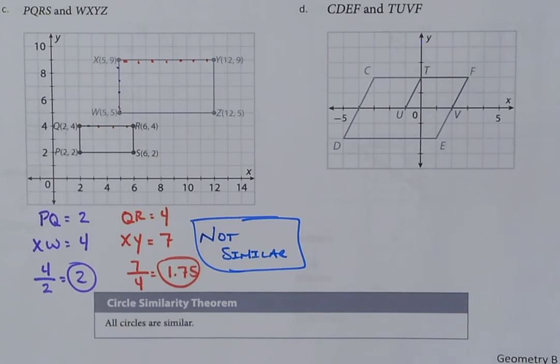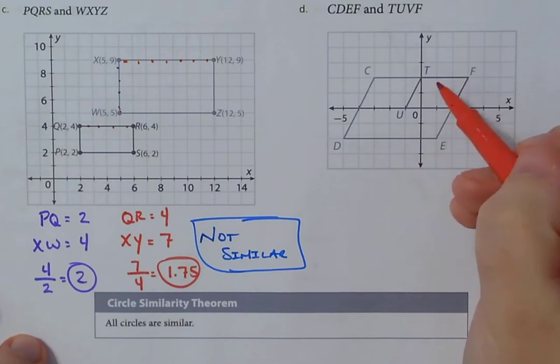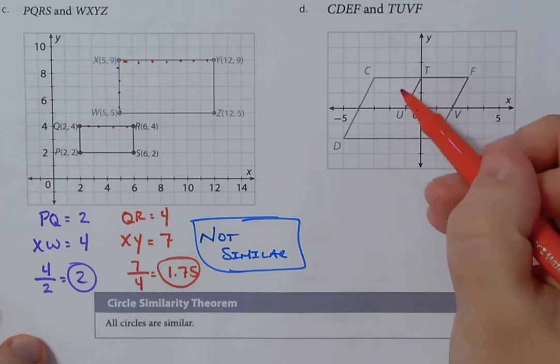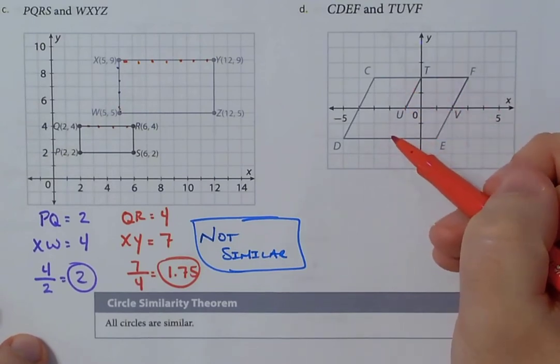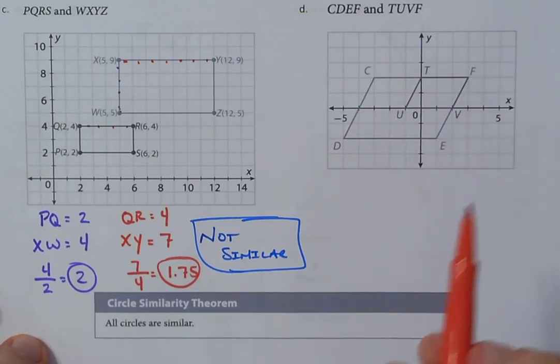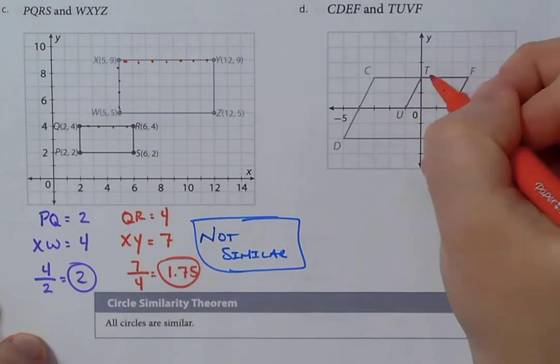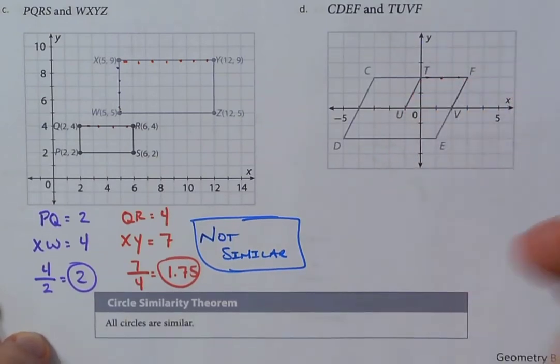So first thing that we're going to do is, because these are parallelograms, I know that top and bottom are the same length, and so are the left and right sides of both of these shapes. So if I go through and figure out for TF, it is 1, 2, 3.